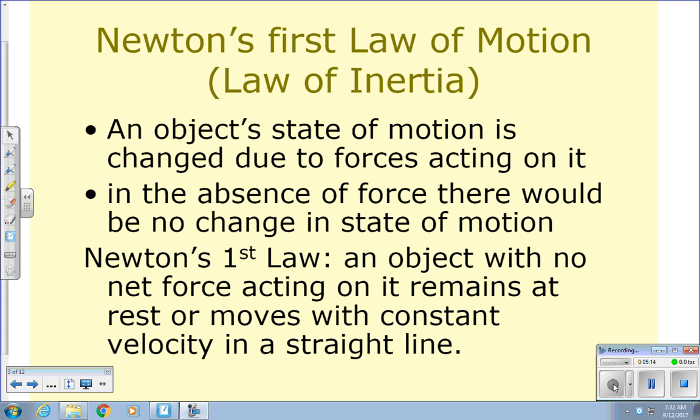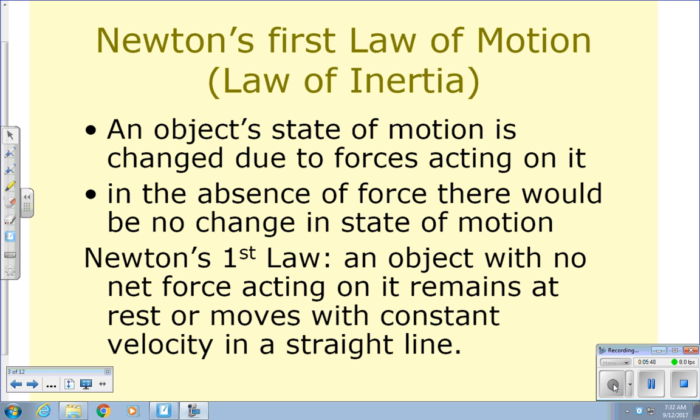An object's state of motion can be changed when a force acts on it. Not just any force. You can push on a wall, that applies a force to the wall, but the wall isn't going to change its state of motion. There has to be what's called a net force. So in the absence of force, there's not going to be any change in state of motion. Newton's first law says that an object with no net force acting on it remains at rest or moves with constant velocity in a straight line.